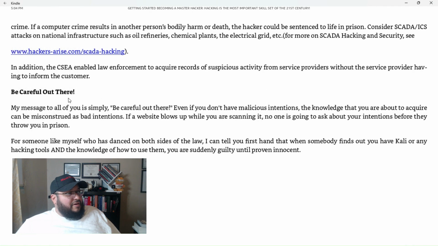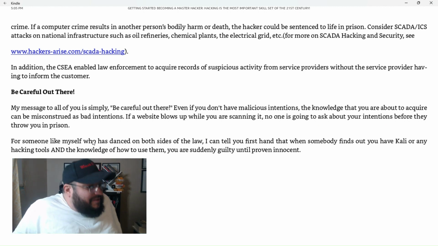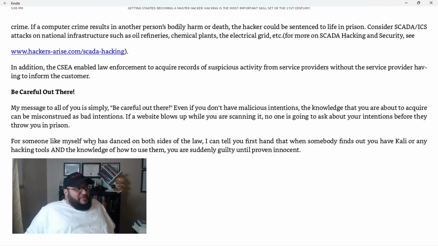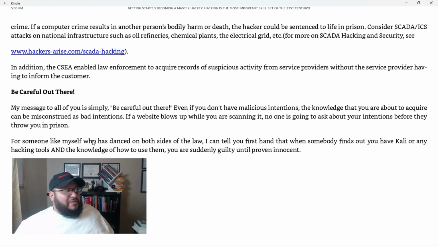It's talking about being careful out there. The message to all of you is simply: be careful out there. Even if you don't have malicious intentions, the knowledge you are about to acquire can be misconstrued as bad intentions. If your website blows up while you're scanning it, no one is going to ask your intentions before they throw your ass in prison. For someone like myself who has danced on both sides of the law, I can tell you first that when somebody finds out you have Kali or any hacking tools and the knowledge of how to use them, you're suddenly guilty until proven innocent.